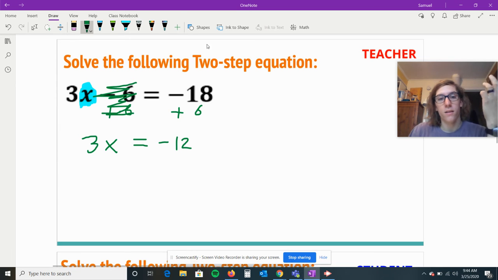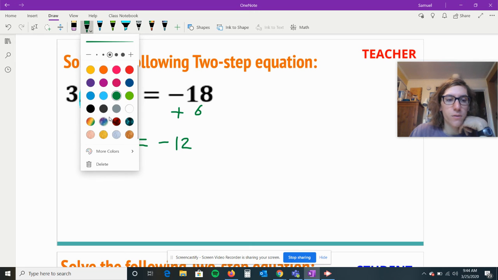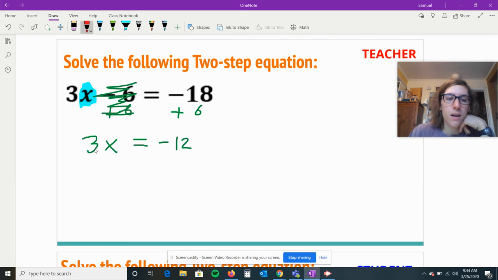Sweet, we did one of our steps, right? Now we just need to do the last step. So that was our first step. Let's choose a different color. Let's do red. So the opposite of multiplying by 3, again, would be dividing by 3. So that's what I'm going to do. Those are multiplying. I have to divide by 3 to make that 3 go away. Got to get rid of it so I can isolate my variable.